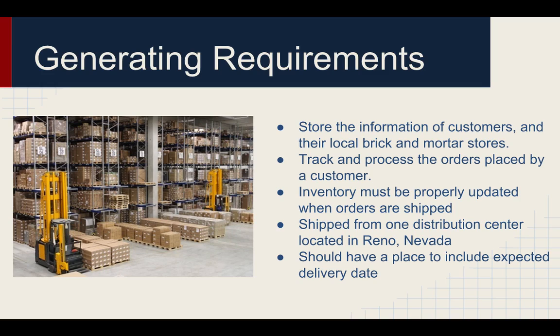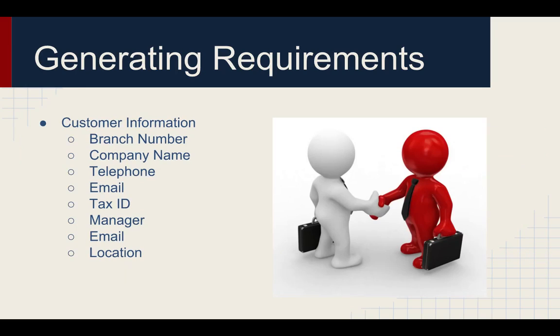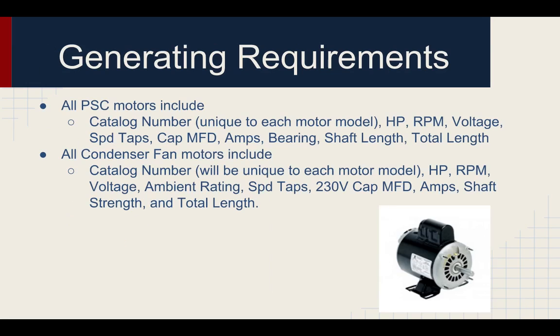It also made it easier that everything was shipped and distributed from one distribution center in Reno, Nevada. So we didn't have to worry about different centers throughout the country or anything like that. This is just for the Southwest. And finally, we also had a place where they could include an expected delivery date so that the customer could know approximately when they would be getting their item. The customer information, such as the branch number, the company name, telephone, all that kind of general information you would need, would also be stored. And the information on the motors would be stored.